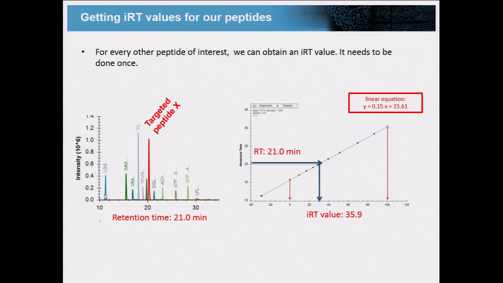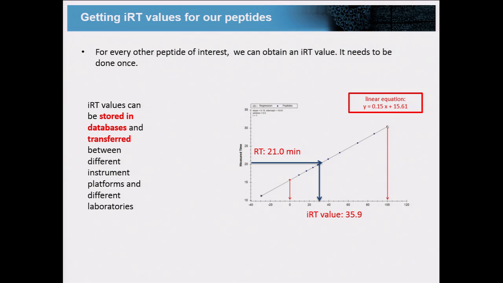Now we have a targeted peptide that we're interested in. We said the first time that we want to work with this iRT concept with standardized retention times, we need first to get an iRT value for it. So we measure our targeted peptide of interest in the context of all of these iRT peptides. All of them are measured together, so we know where this peptide eluted in relationship to all the other standards. In this case, let's say it was 21 minutes, so we can use this linear equation, and then we are going to derive an iRT value of 35.9.